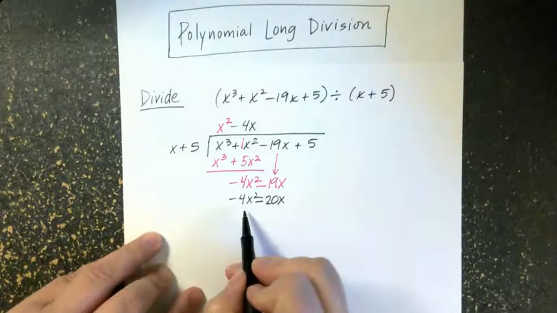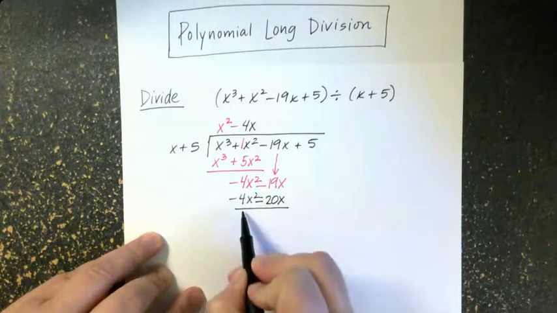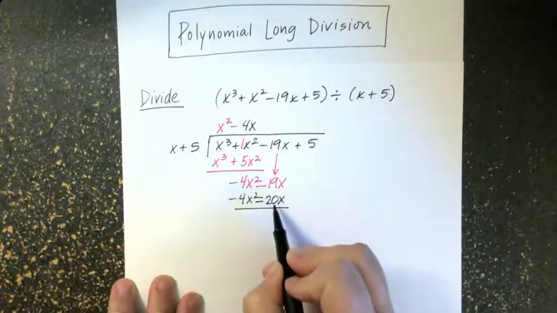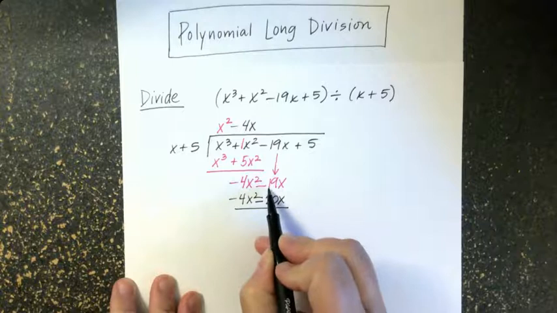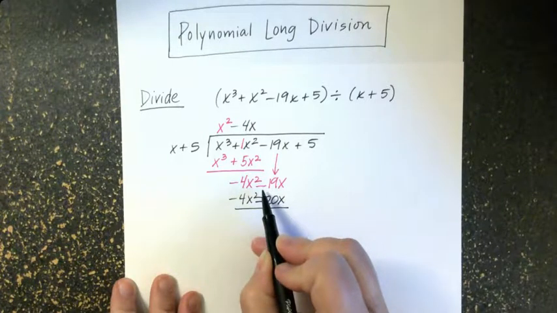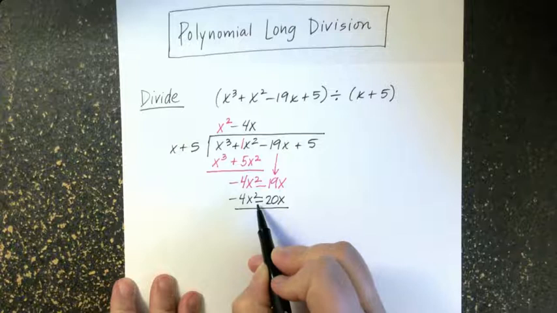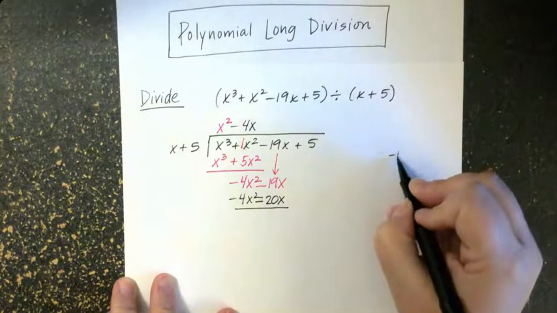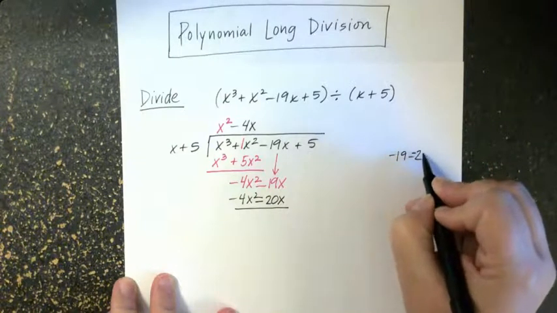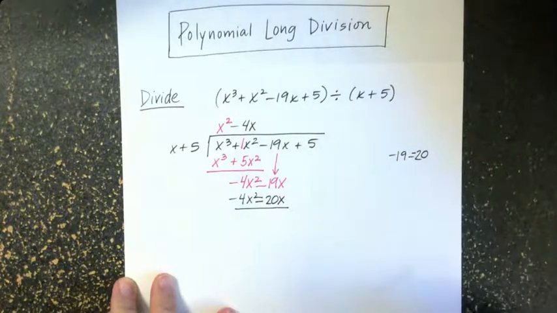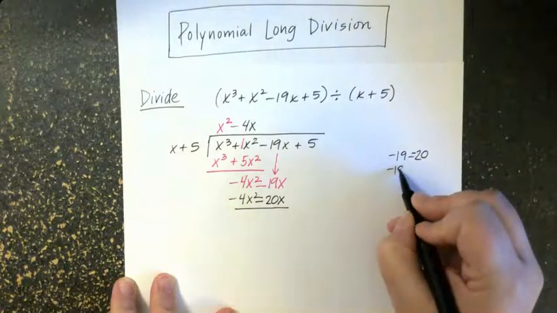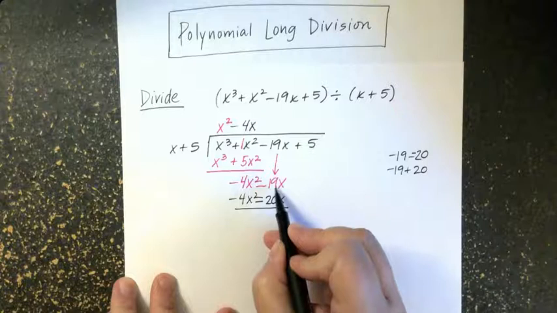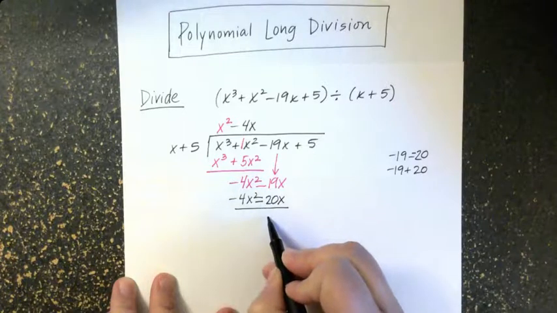Now I'm ready for the subtraction step again. Again, the subtraction makes no x squareds. Be careful with negatives in subtraction: negative 19 minus negative 20. Let's come over here and think about that. This is what I've got. When you do minus a negative, that's the same as plus. Okay? So negative 19 minus a negative 20 gives me positive 1x.